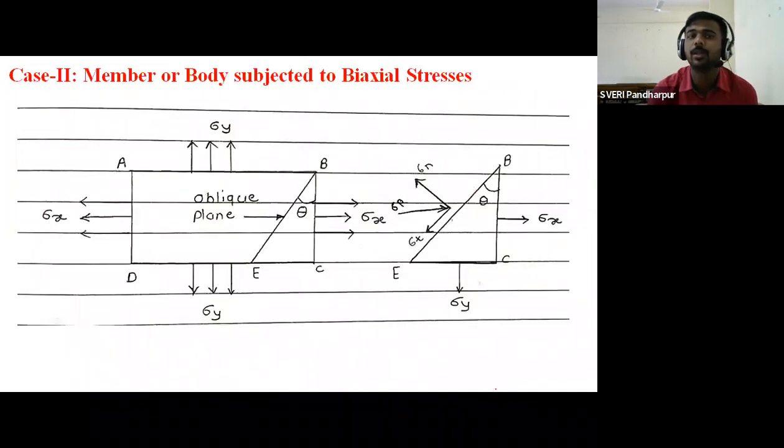Now we'll move to case number 2. Put the heading case number 2, member or body subjected to biaxial stresses, and draw this particular figure. Member or body subjected to biaxial stresses.